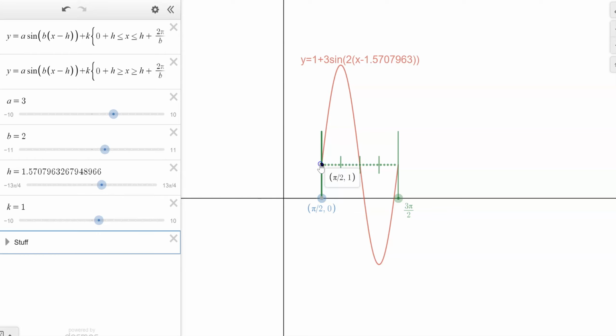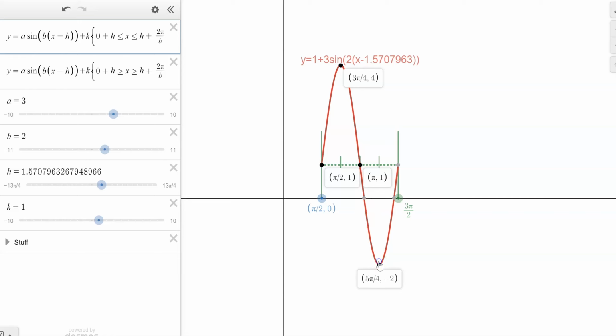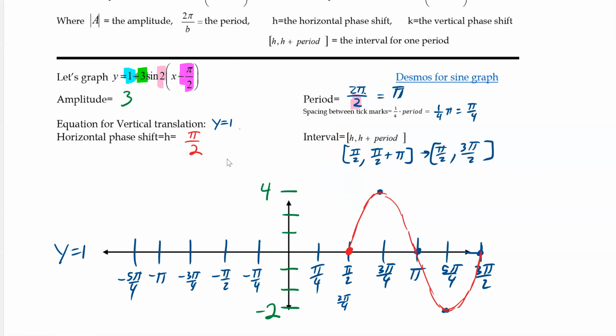We should be starting at pi over 2, 1. And then we're going to go up to 4. See, perfect. Back down to 1. Back down to negative 2. It checks perfect. And then there's our 3 pi over 2. That is our graph. You can see it right there. And there we go. You can also check this in your graphing calculator by entering this as your period.